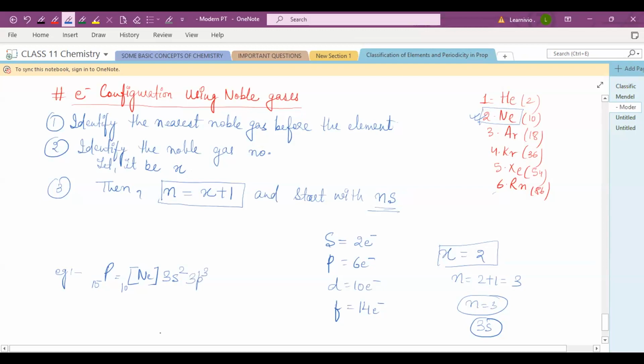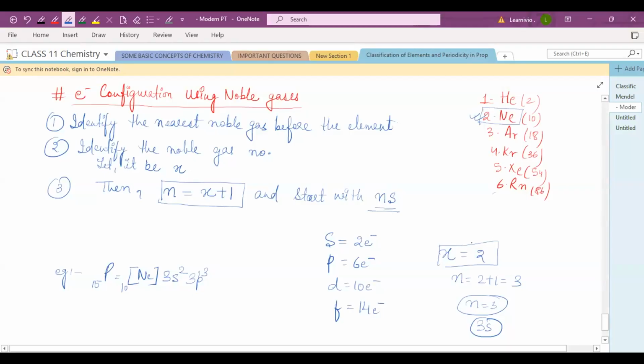Yes, ma'am. Okay. अब कोई भी confusion नहीं होना चाहिए, right? So just use these steps. Just remember this step first: nearest noble gas configuration. After that, check the noble gas number, let it be x. Then n is equal to x plus 1, and start filling the next electrons from ns, right?